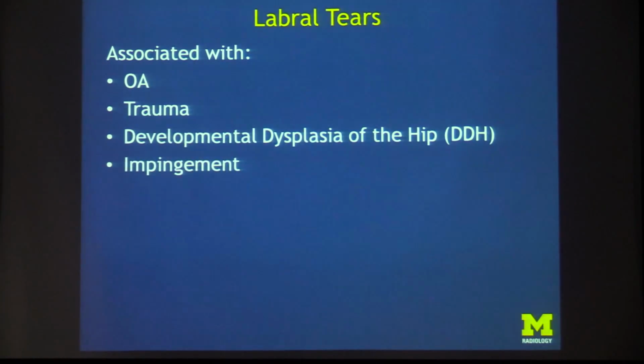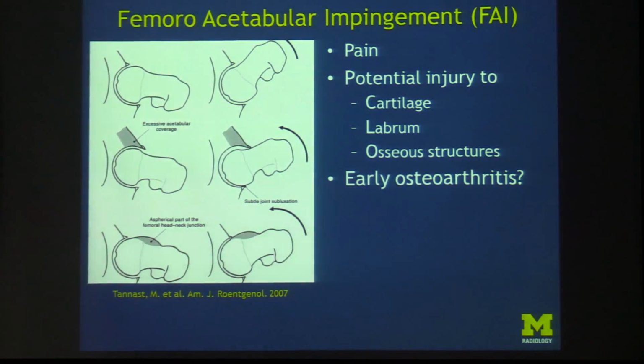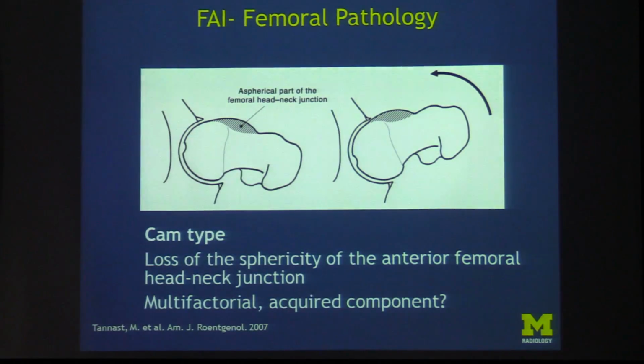And I'd like to elaborate on impingement, and specifically femoroacetabular impingement. So this occurs with abnormal morphology or morphologic variant of either the femur or the acetabulum, and is accompanied by pain on flexion and internal rotation with potential injury to cartilage, to labrum, to bone, and maybe predisposes to early osteoarthritis.